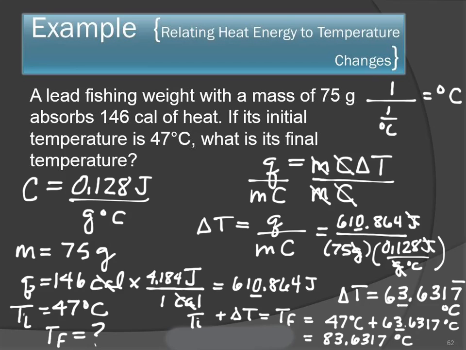So when we add 47 and 63, you get a lot more than 83. What did I do? I'm sorry. I don't know what I did. Oops. Let me fix that. 47. I did not ask myself, does this answer make sense? Yeah, 110. Does that sound better? Yeah. 110.6317.